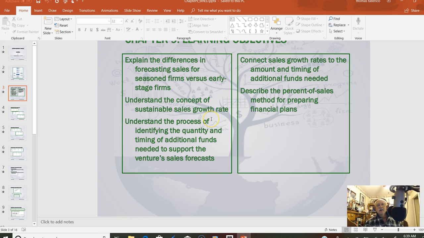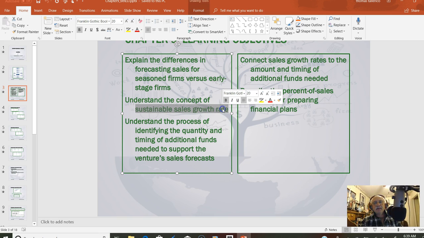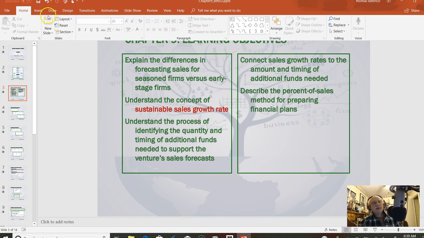All right, so we're going to look at the differences in forecasting sales. Seasoned firms means they've been around for a while, versus early stage. And the big topic today, which I'm going to highlight in red, will be the equations and the theory about the sustainable growth rate. We're going to talk a lot about that, and there'll be different equations for that. So we'll do that.